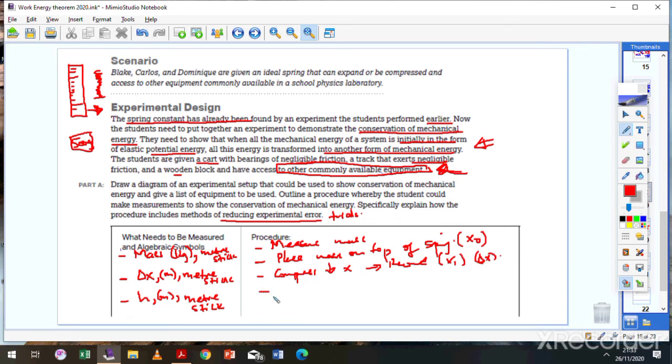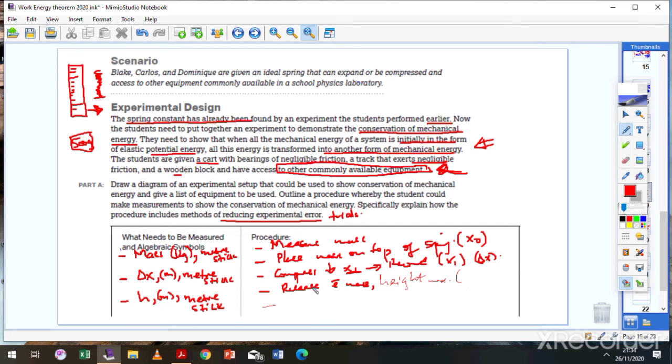After getting your compression, release the mass and it shoots upwards. You're releasing the mass from this position of x1. When it shoots upwards, you record the maximum height to which it reaches, and make sure to record that height from position x1. So you have placed the mass, you've recorded the height.